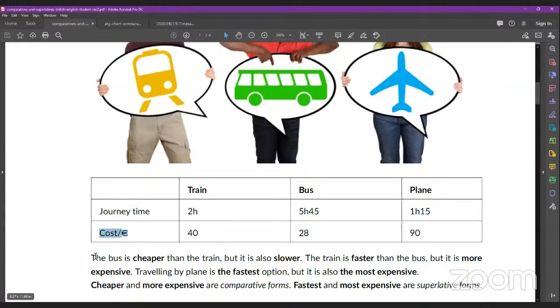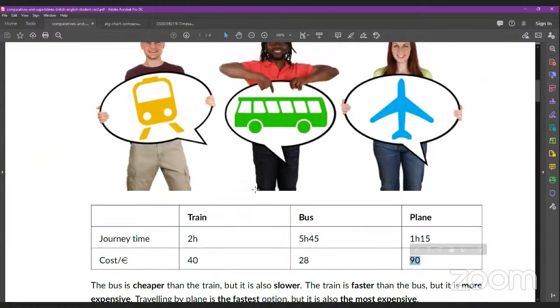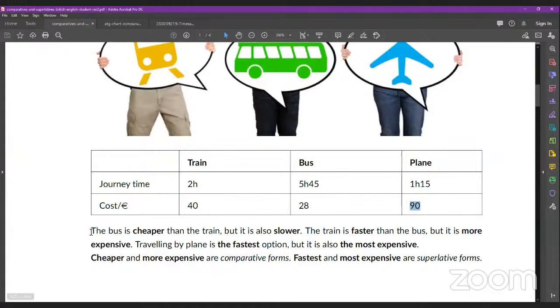But you're going to compare it with the three means of transportation. There is an example over here. You will see. Just comparative, no superlative. For example, train, journey time, 2 hours. Bus, 2 hours, 45 minutes. Plane, 1 hour, 16 minutes. Cost, this means the money: 40, 28, and 90. So you're going to compare by using this example.